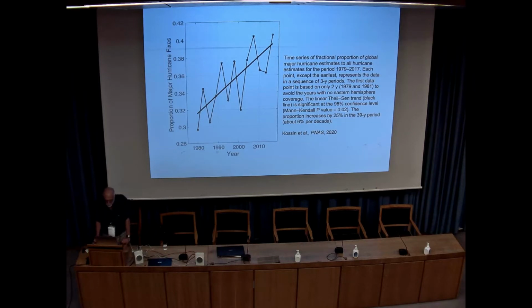Anyway, the time series. This is the time series of satellite-derived proportion of major hurricane fixes. Fixes, they fix the position and intensity at a certain place. It shows that the fractional proportion of global major hurricanes to all hurricanes has gone up in the last few decades. And this is from a paper by Paul Kossin et al. in the Proceedings of the National Academy, 2020.